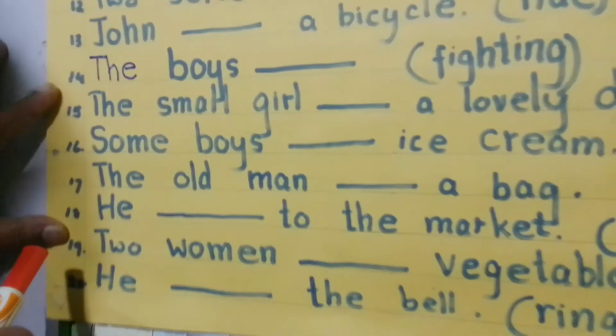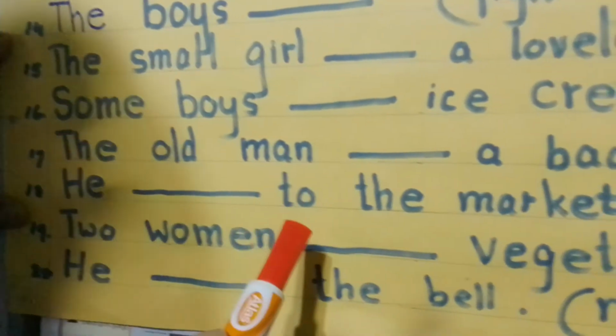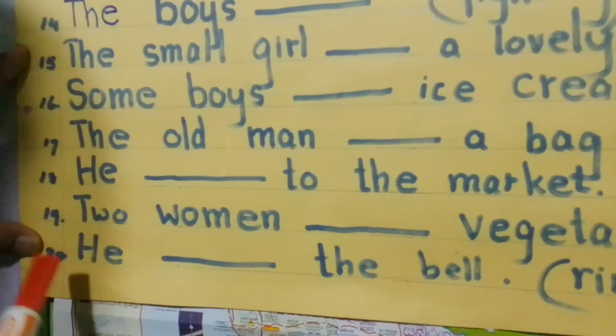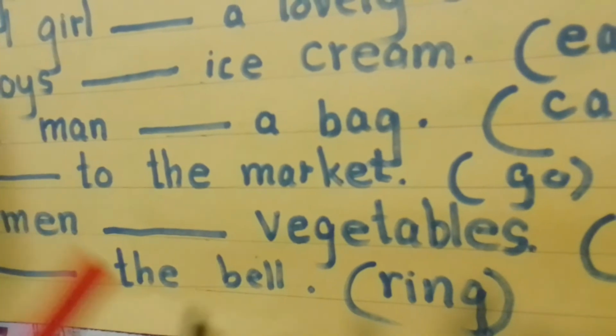Okay. Next one. Two women. Plural. Two women are selling vegetables. The last one. He is singular. Therefore, you have to use the auxiliary verb is. He is ringing the bell.